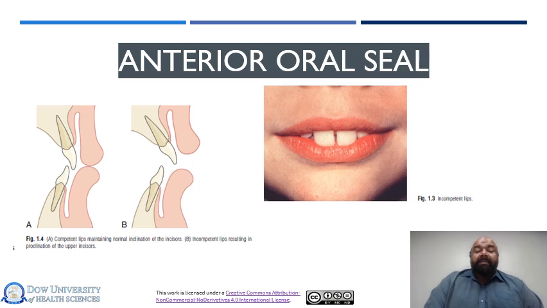Since mouth breathers are accustomed to breathing from the mouth, they cannot close their lips during the resting stage. But in mouth breathers, an anterior oral seal is formed by the lips, and the lips are considered to be competent.